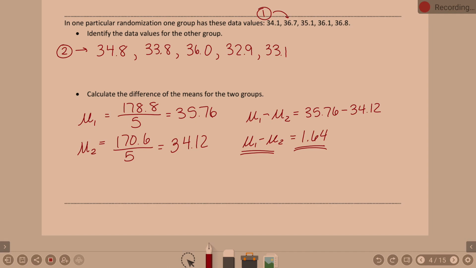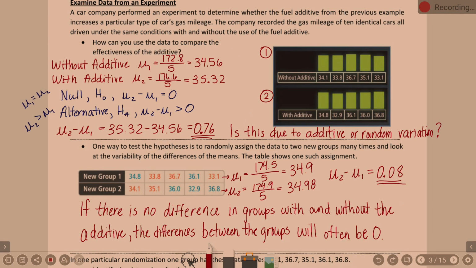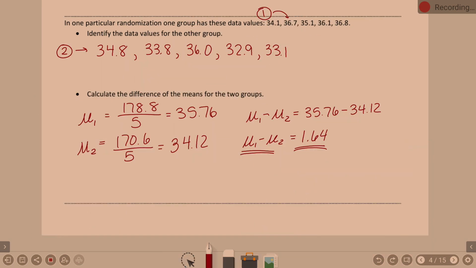Now, what do we have here? We had the original, which was 0.76, and then we have these 2 groups here, right? The 0.08, the 1.64. At this point, we don't really have enough information, and that's the process I'm trying to walk you through here. We don't really have enough information.